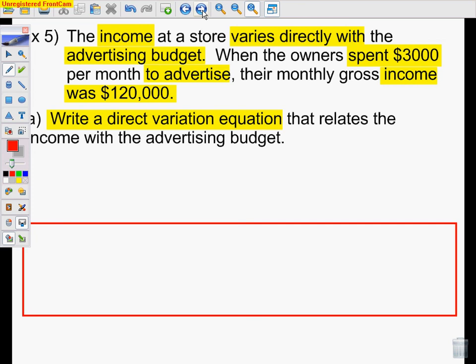But after you've done that, here it says income varies directly with advertising budget. The way that you do this problem is the same thing that we did in the last problem. You set up your y equals kx. But instead of y equals kx, we're going to use the variables that are in this problem. Here it says income, so I'll use I. Income varies directly with advertising budget. I'll use B, advertising budget. Now, this is our direct variation model, our direct variation formula that we're going to be working with.